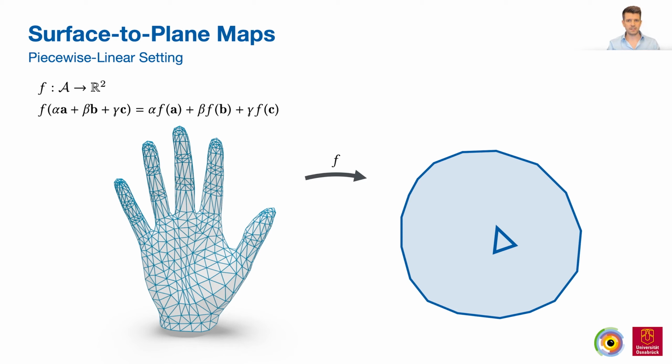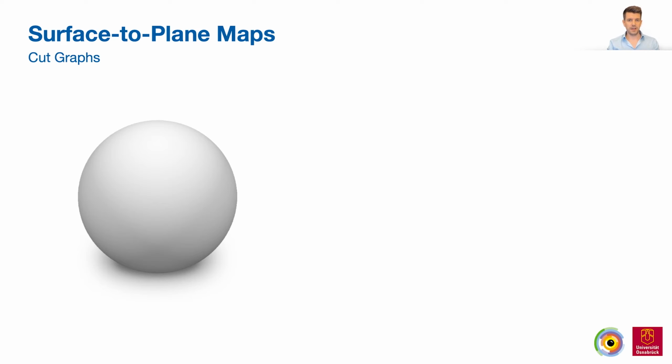What, however, does get more complicated in this surface-to-plane setting is the following. While in the plane-to-plane case the source domain inevitably is of disk topology, possibly with holes, a surface can be topologically more complex. Why does this complicate things? Well, if our surface, for instance, is a sphere, there is no homeomorphism, no continuous injective map from the sphere to the plane. It doesn't match topologically.